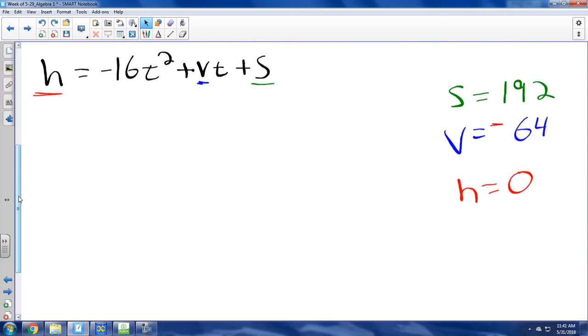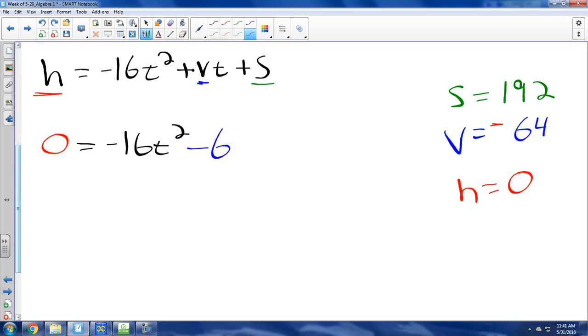So let's fill in what we know. What do you want to fill in for h? 0. What do you want to fill in here? Nothing. Negative 16t squared plus, well, it's plus vt, so what do you want to fill in there? Negative 64? So it's actually a minus 64t. And then we want to have a plus 192 because it was starting above the ground. This is the problem that we have to solve.